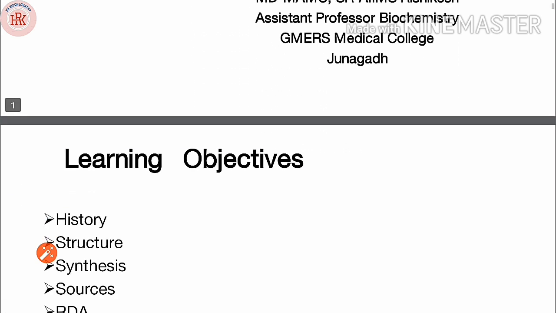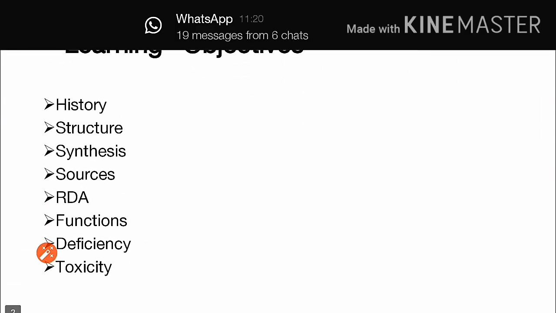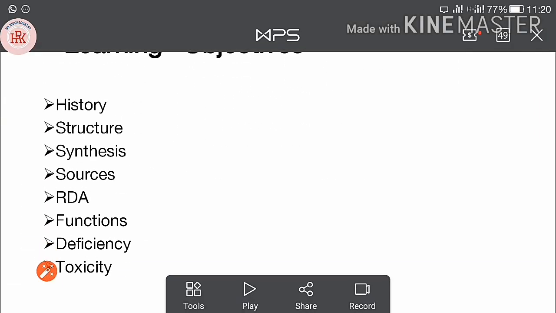So first we see what the learning objectives of today's lecture are. First we see the history part. Then what is the structure of vitamin C, and then how vitamin C is synthesized in lower animals, that is non-primates. Is vitamin C synthesized in humans or not? And if not, then why?